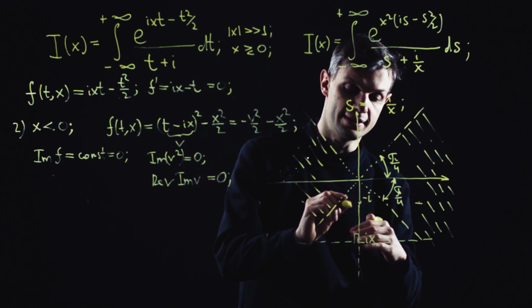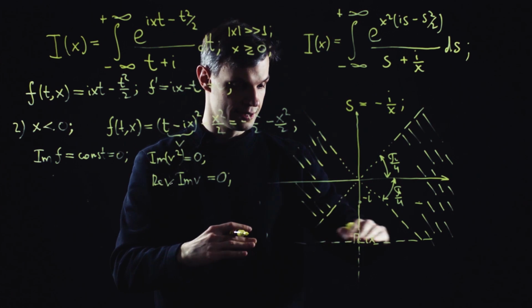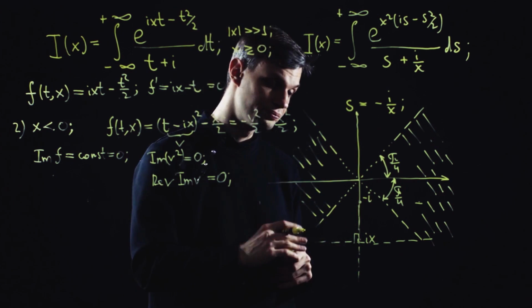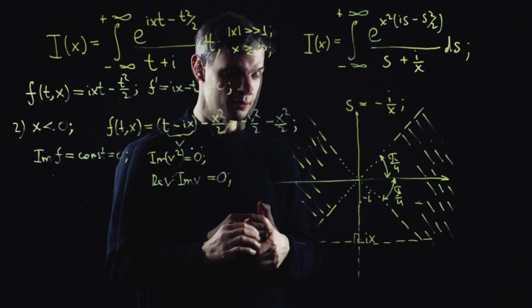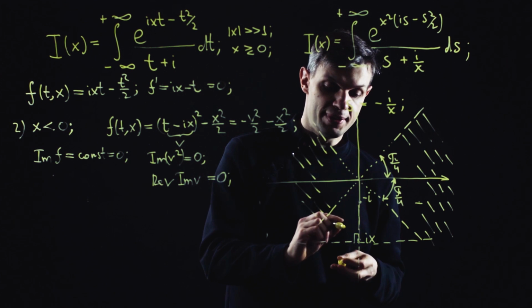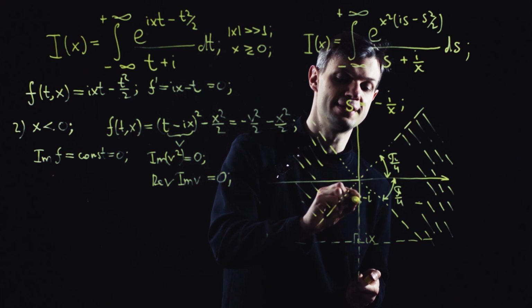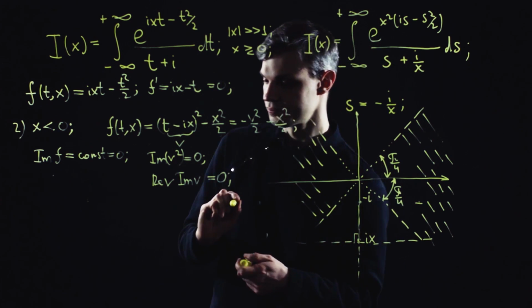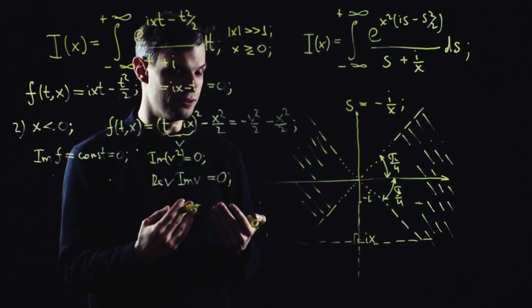For example, since the pole is positioned above this steepest descent direction, this pole lies above the saddle. So this line is the line of the steepest ascent from the saddle, but it's the line of the steepest descent from the pole. And now you get the hint of how the contour should be deformed.